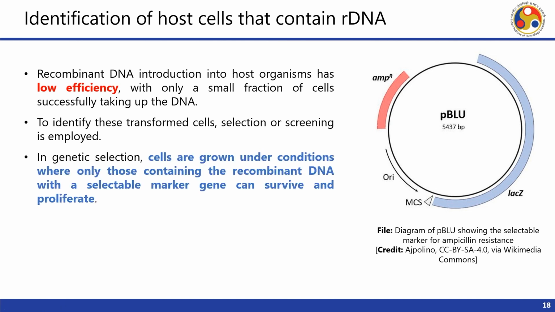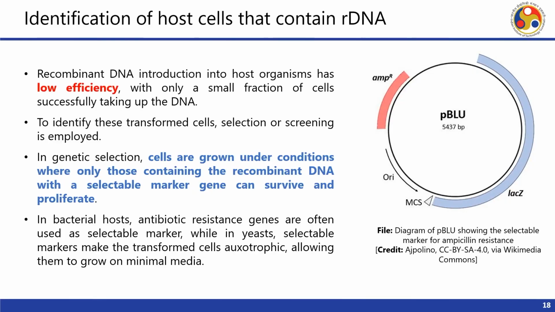Now, in genetic selection, cells are grown under conditions where only those containing the recombinant DNA with a selectable marker gene can survive and proliferate. For example, here we are using ampicillin resistance. So, these media will have ampicillin, and the cells which have this vector will be able to survive in these media. The bacterial host antibiotic resistance genes are often used as selectable markers, while in yeasts selectable markers make the transformed cells auxotrophic, allowing them to grow on minimal media.